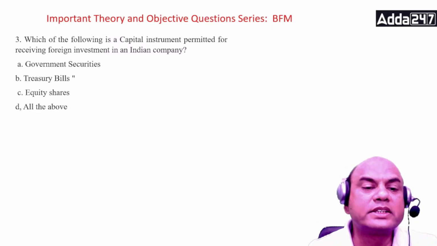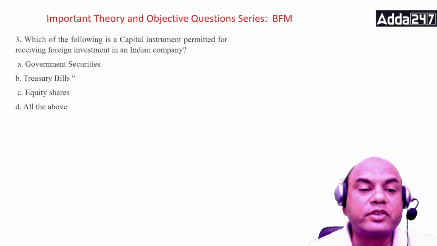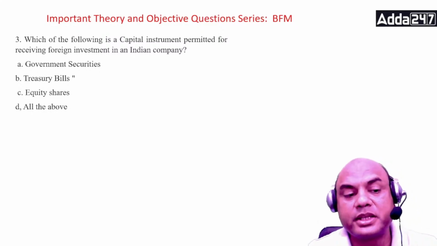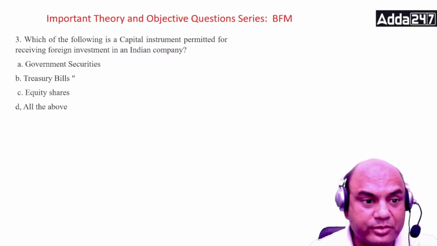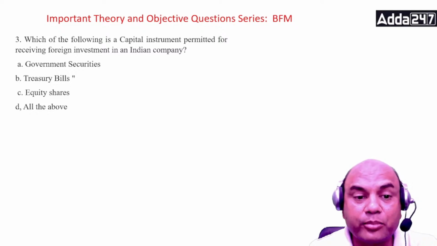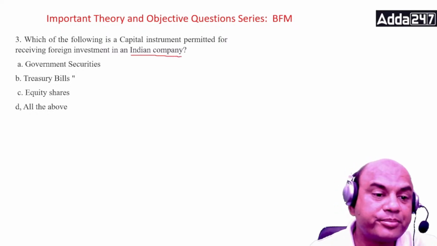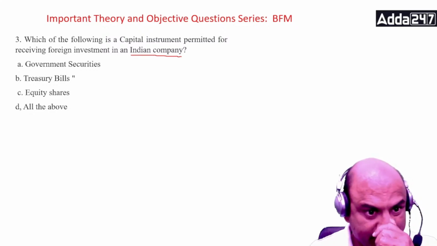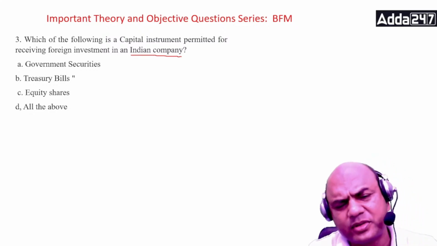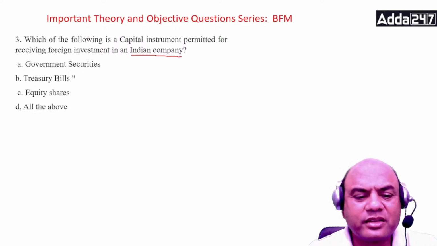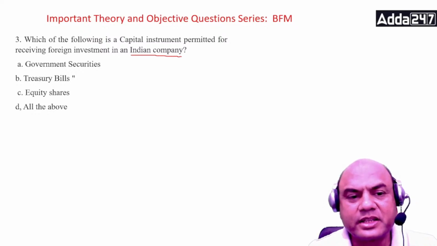Which of the following is a capital instrument permitted for receiving foreign investment in Indian companies? Foreign investment in Indian companies, capital instrument. Government? We are not talking of government over here, we are talking of company. Government securities, T-bills, equity shares, and all of the above. Quite simple. This is a JAIIB question, I think. Isn't it?